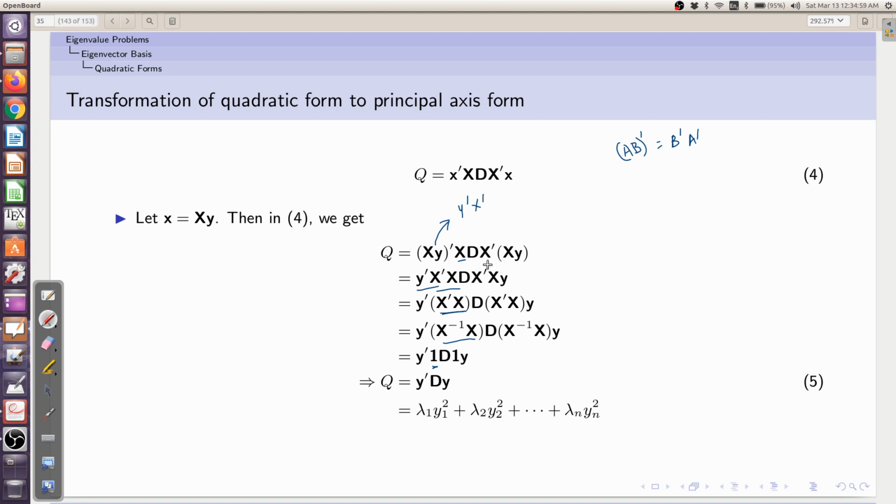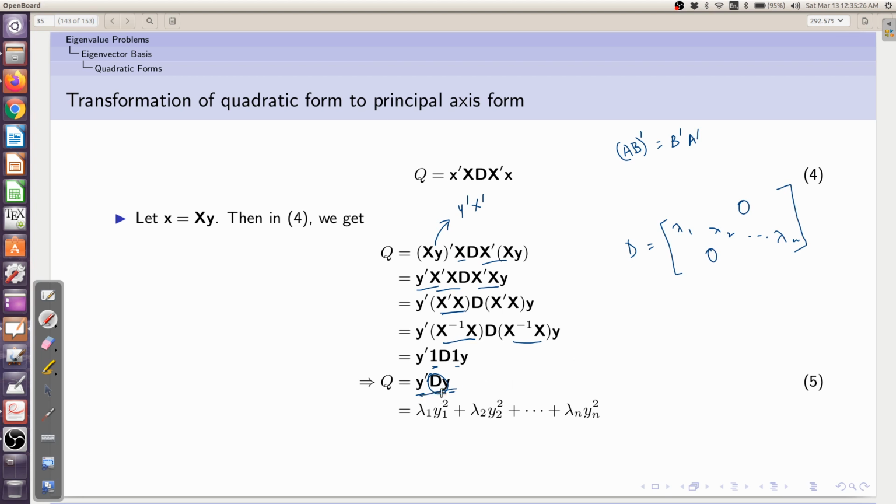Okay, similarly over here, X transpose X gives us X inverse X, which is going to give us another identity matrix. So we have Y transpose D Y. When you write down this D, what is D? D is a diagonalized matrix, so it will have only diagonal elements, lambda 1, lambda 2, and so on up to lambda n, and everything else will be 0 because D is diagonalized.